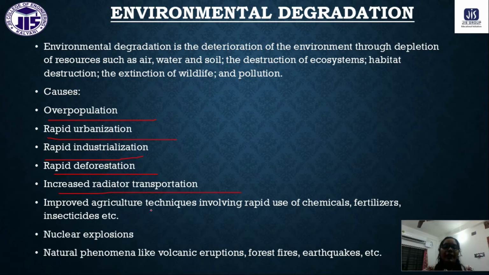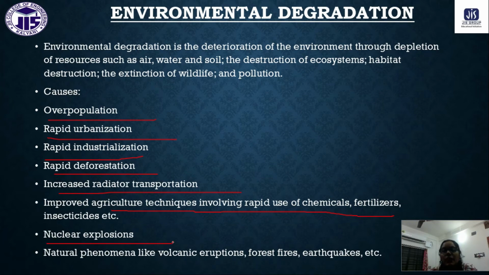Okay, one more cause we have, that is agriculture. We are using improved agricultural techniques. In some cases, we are using a higher amount of fertilizers, pesticides, and some harmful hazardous chemicals in excess amounts, which are mixing into the soil and being discharged into the water, ultimately polluting our environment.